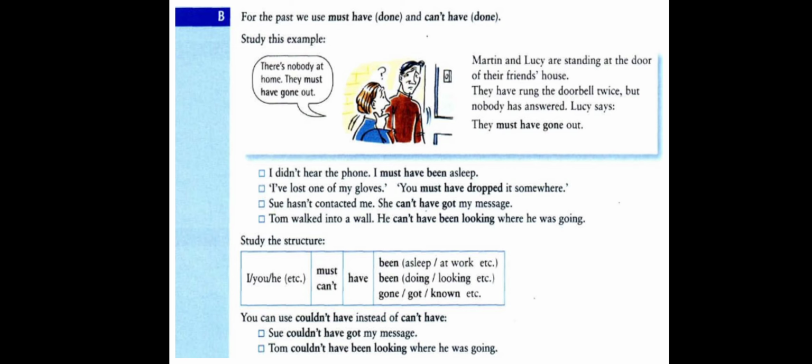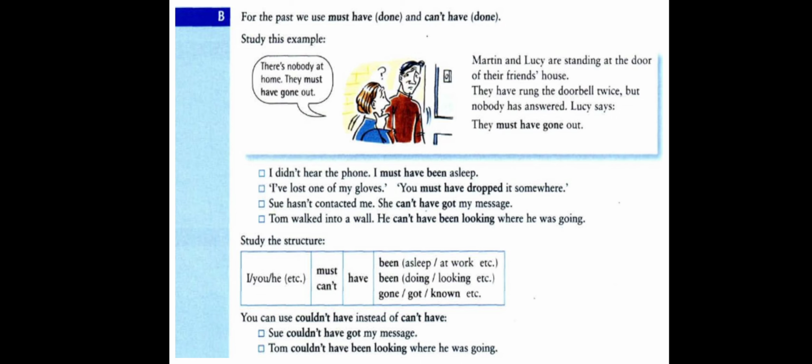Study the structure. Here is the form of inference in the past. If it is positive, we use must plus have plus past participle. So it becomes like this: I must have been asleep. I must have been at work, for example. You must have been asleep. You must have been at work. He must have been asleep. He must have been at work. Must plus have plus past participle, been.